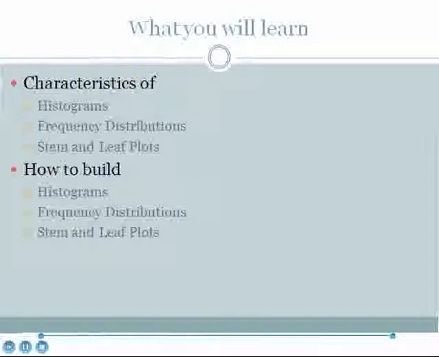The importance of plots is shown here. Consider the exam scores for the following 25 students in a statistics class. How do you do it? There are 25 scores.